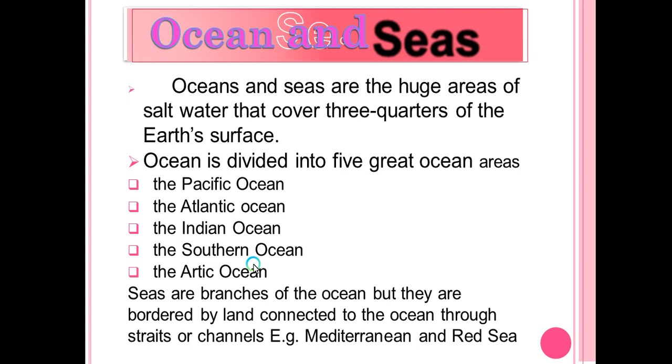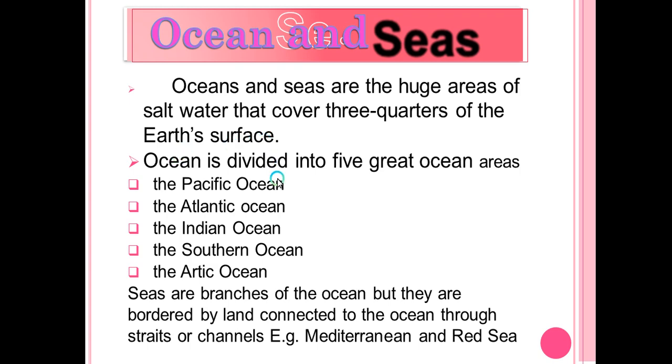Now, oceans and seas are huge areas of salt water. Huge means big. Big areas of salt water that cover 3/4 of the Earth's surface. So the 1/4 is the continents, that we have our 7 continents.